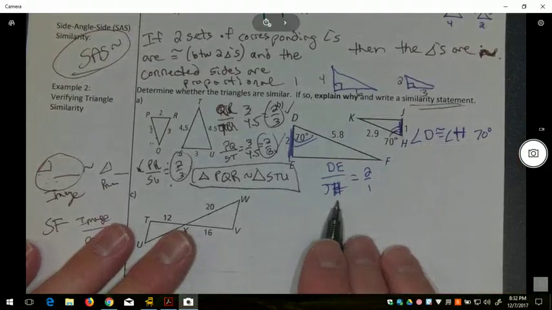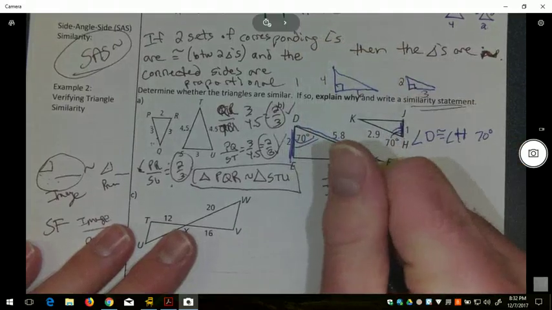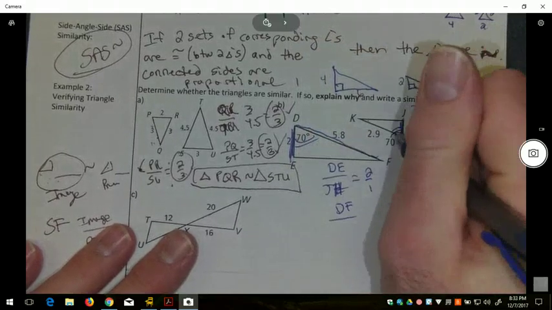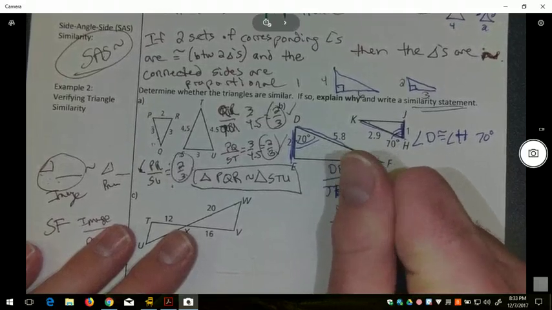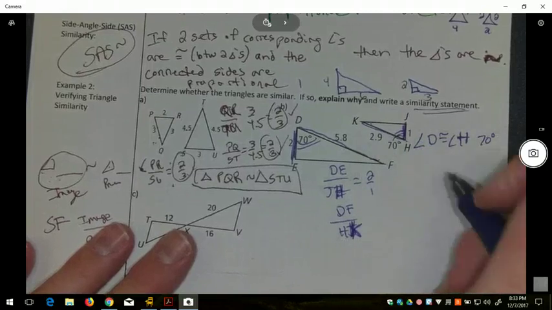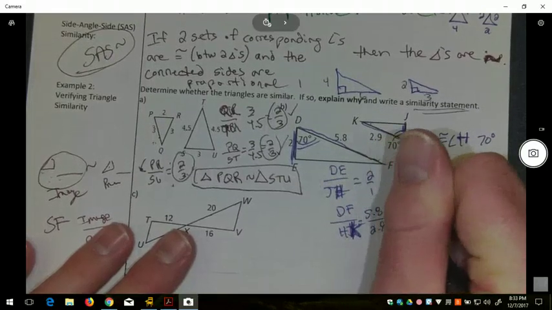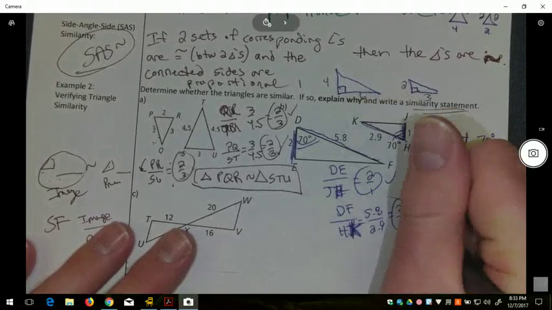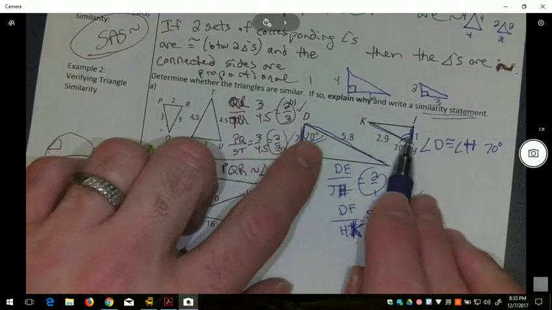And then I'm going to check out the ratio of their hypotenuses. This hypotenuse, DF, over this hypotenuse, HK. So DF to HK, which is 5.8 over 2.9, which again reduces to 2/1. So now I have two ratios the same, and those are the ratios that touch the congruent angles.